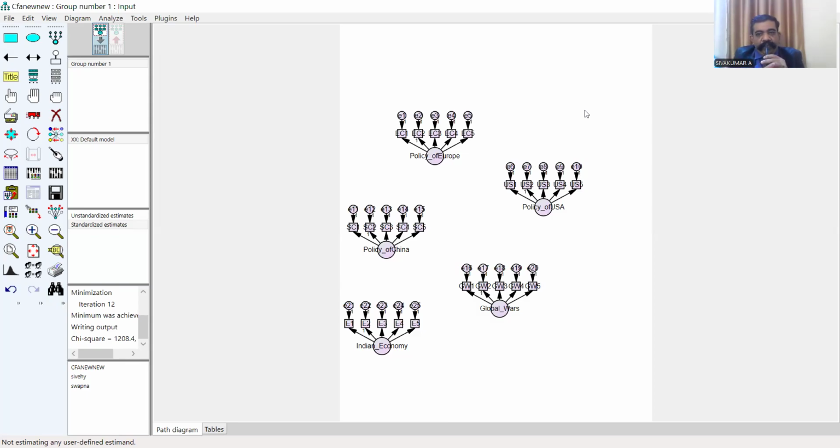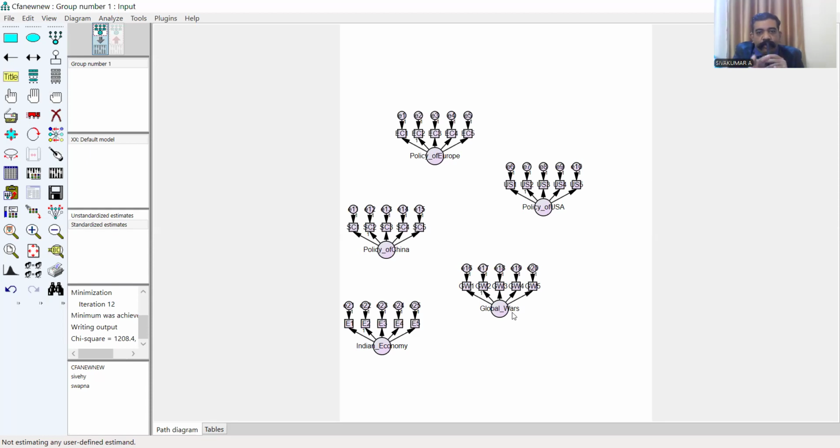I have already told you how we can draw this type of picture in the CFA class. This is the policy of Europe. This is the policy of USA. This is the policy of China. This is the Indian economy. This is global wars. How can you draw this type of picture? We have studied it in previous sessions.